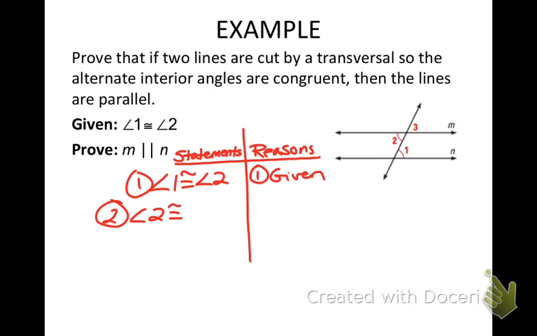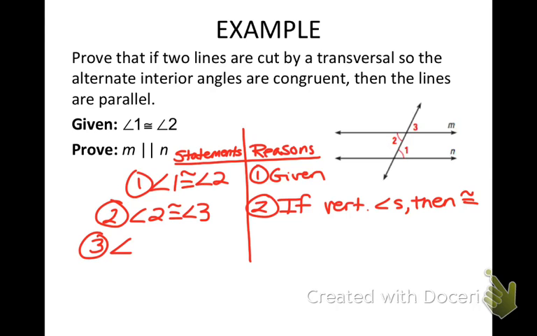Angle 2 is congruent to angle 3. My if-then statement would be if vertical angles, then congruent. So if 1 is congruent to 2 and 2 is congruent to 3, so angle 1 is congruent to angle 3. Why? Transitive property.